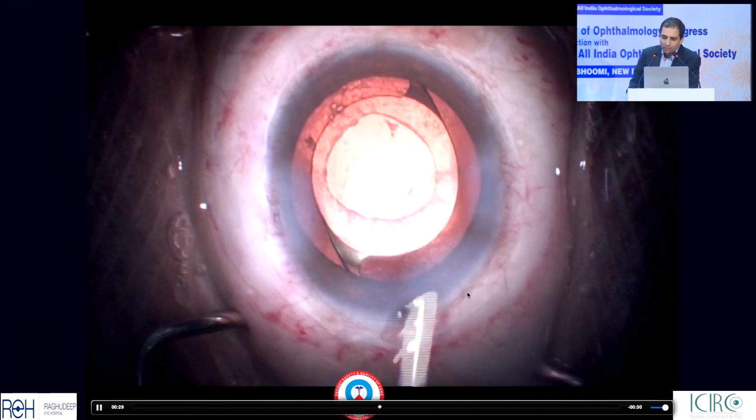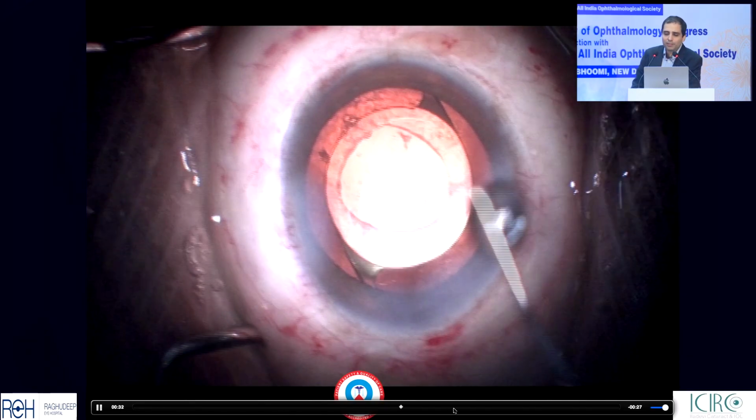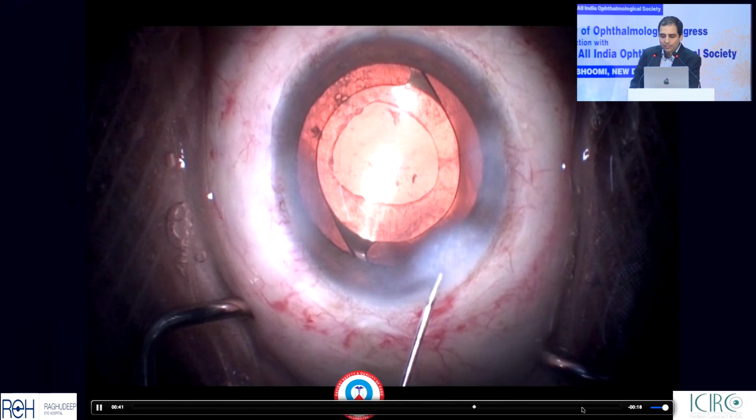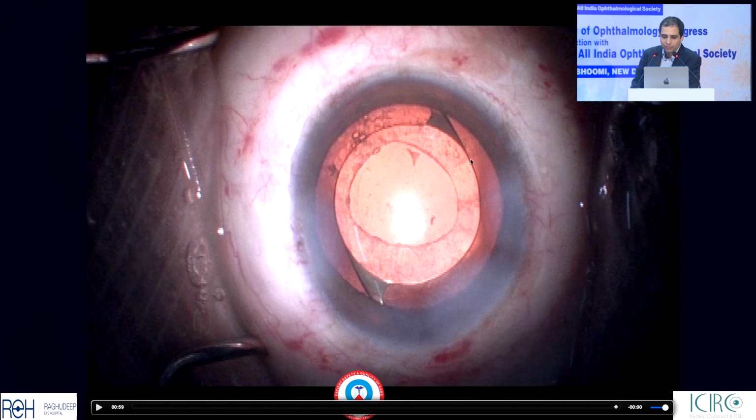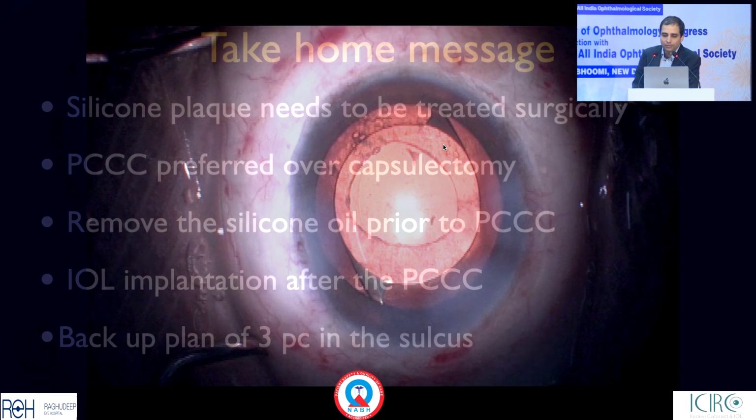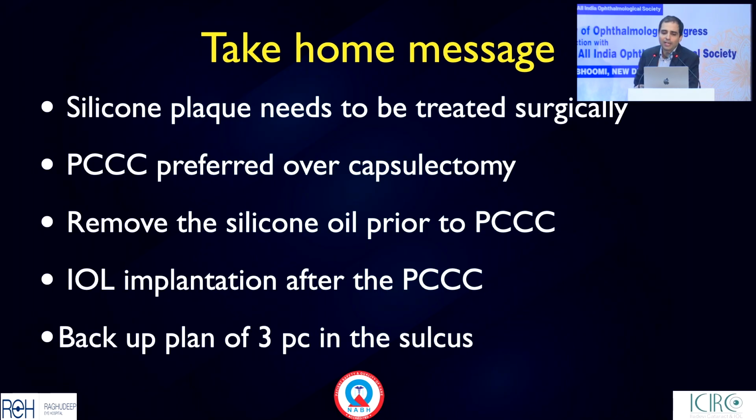And once again, although the visual potential in these cases may not be very great, whatever that visual potential is likely to be achieved right from the early on period. And you can notice the rest of the capsule being very thick, very fibrous all around. So I think silicone oil plaques quite often, particularly if they've been long standing, if the silicone oil has been in the eye for a year, 2 or 3, which they do in some high risk cases, they need to be attempted to be treated surgically. The most important prerequisite is that the silicone oil has to have been removed either pre-surgery or during surgery.